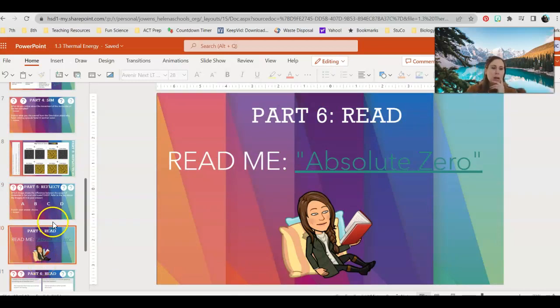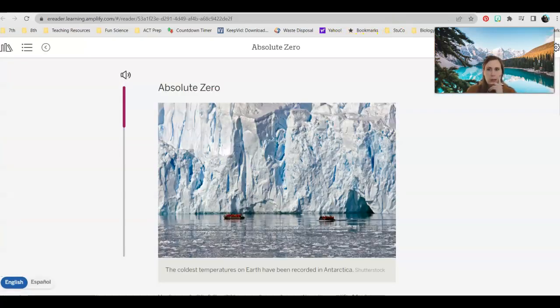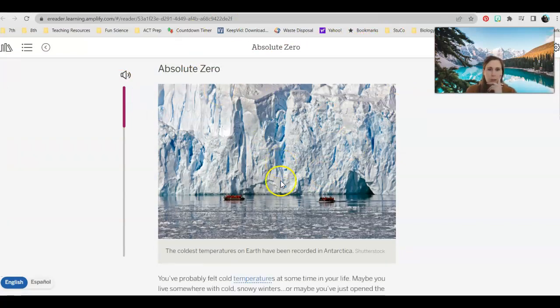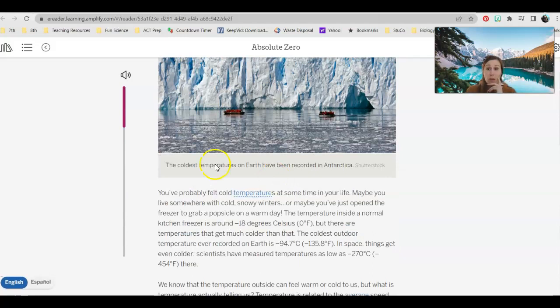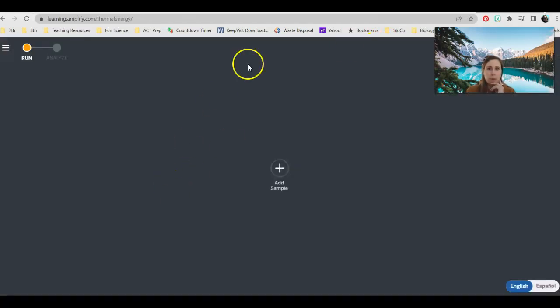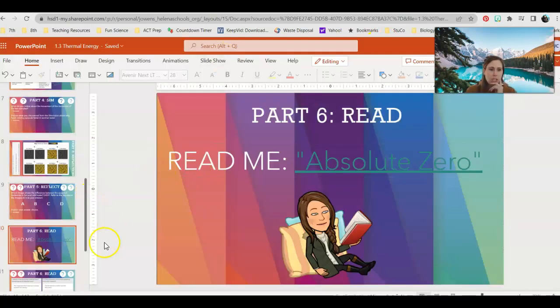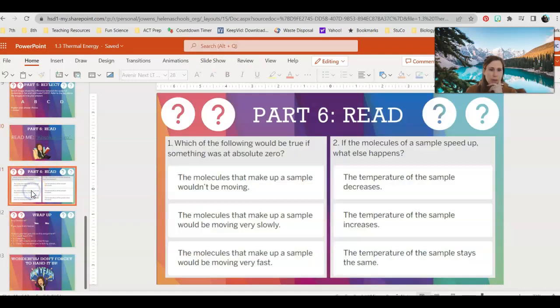So the last little part is an article to read called Absolute Zero. You may have heard of Absolute Zero before. The article looks like this, so open up that link. You need to read through the article. It's not very long at all, so make sure you do a really good job reading. And then you have 2 questions to answer for this article. They are multiple choice, so use your draw tool.